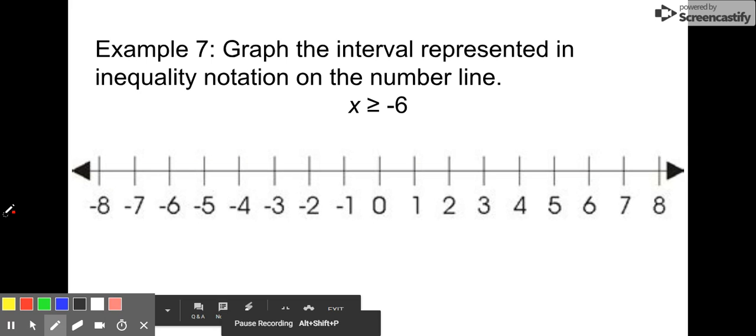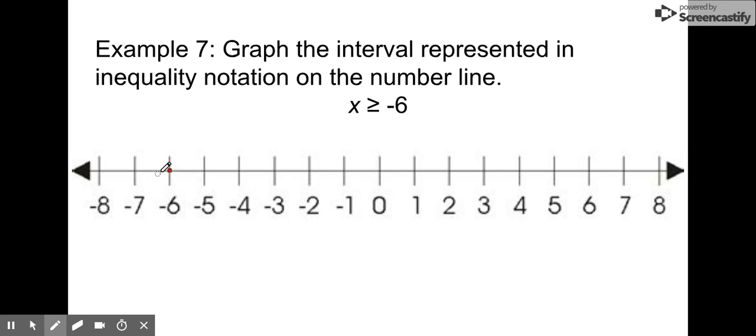This one says x is greater than or equal to -6. So we know we have to have that closed circle at -6 because x is greater than or equal to -6. And that also means we need numbers that are bigger than -6. So we're going to draw that arrow to the right and make sure we have an arrow by putting the arrow on the end of that.